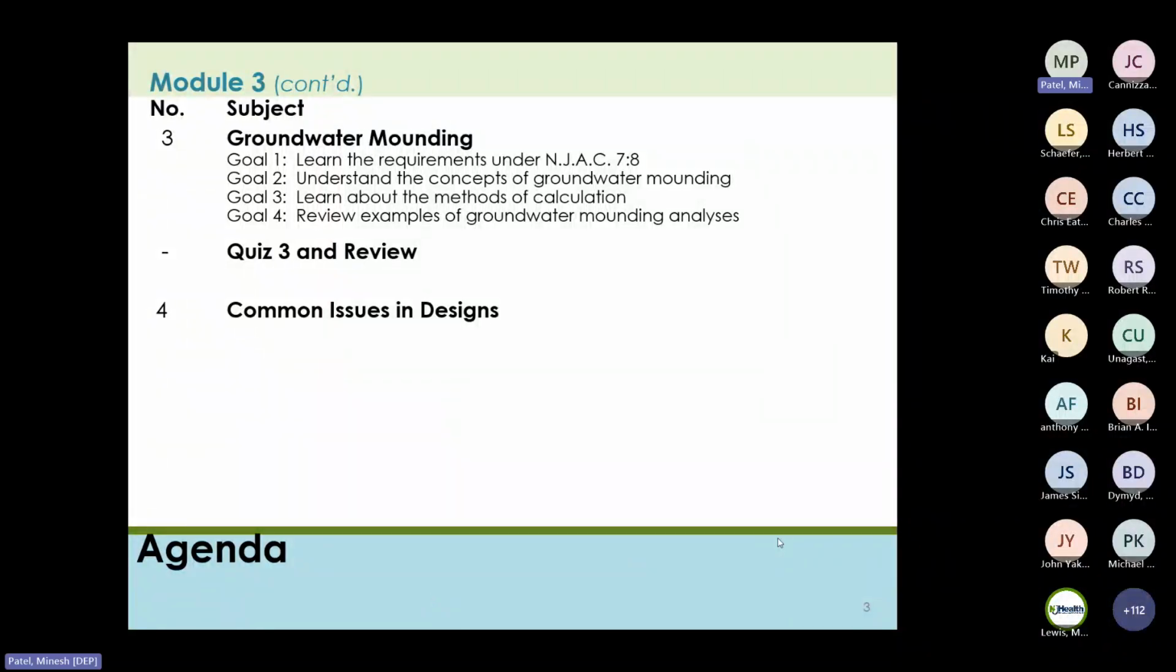After the how to review a project presentations, Peter Plianthos will continue on with groundwater mounding, along with examples of performing the analysis that is required. Then we will have quiz number 3, and if time permits, we will briefly cover some of the common issues we have seen in designs. And if not, we will provide those slides for reference.